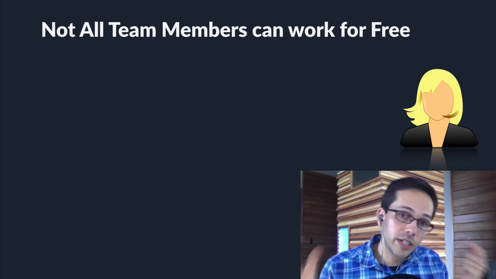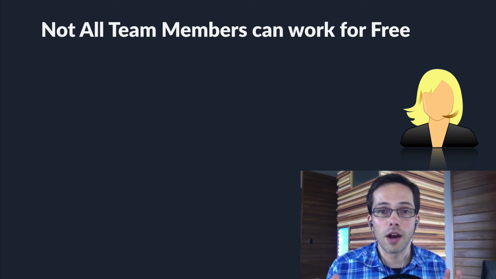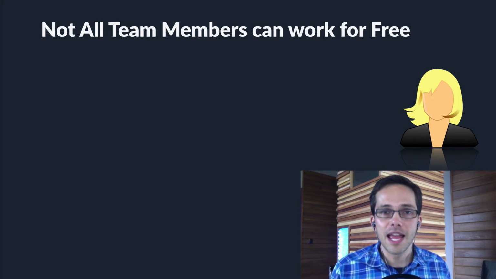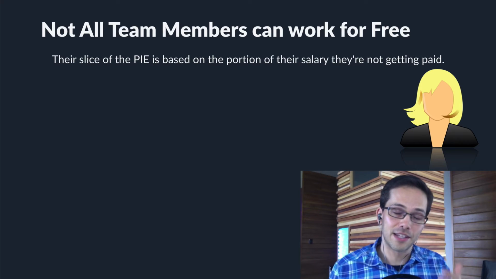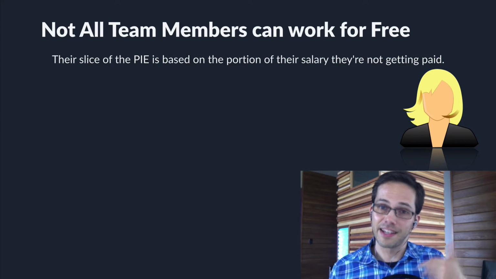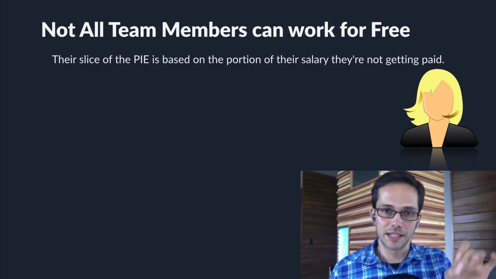So Jan and I in the previous example were working completely free, but you're going to run into situations where not all team members can work for free. And how do you deal with that? Well, in that case, their slice of the pie, slice of equity, gets based on the portion of their salary that they're not getting paid out.